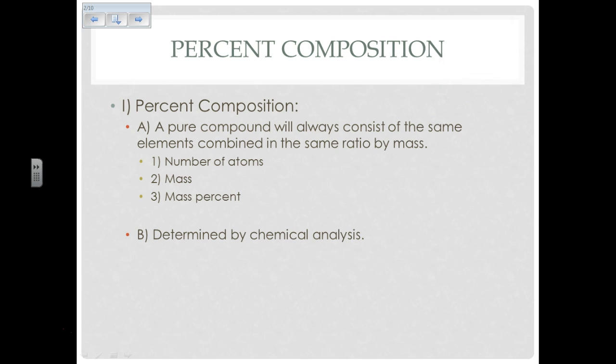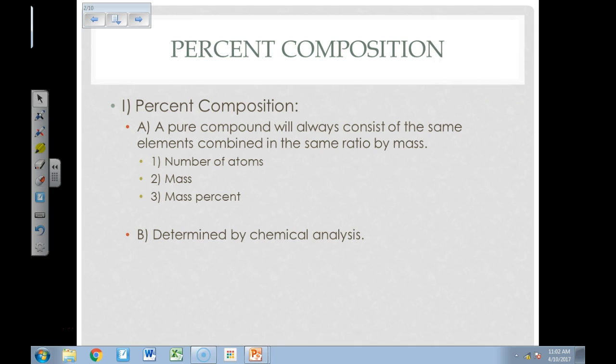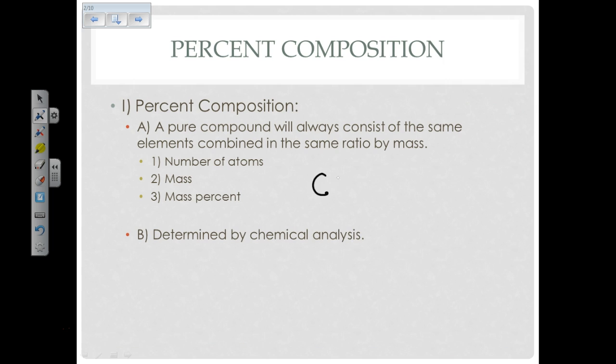that percent composition is based on the fact that compounds will always have the same elements combined in the same ratio by mass. An example is carbon dioxide, CO2. For carbon, there'll always be one of them. For oxygen, there'll always be two of them.